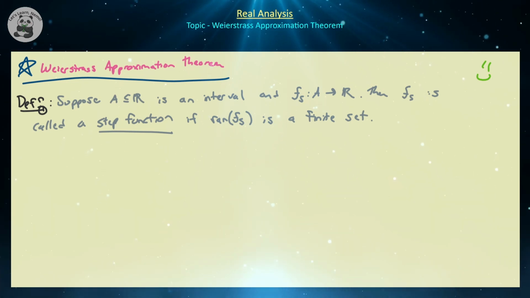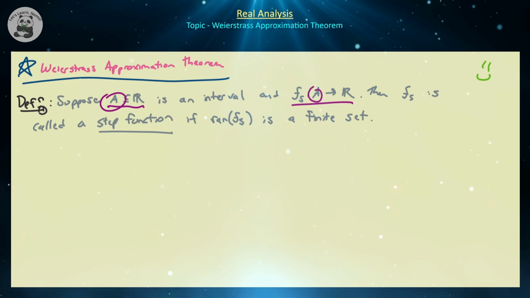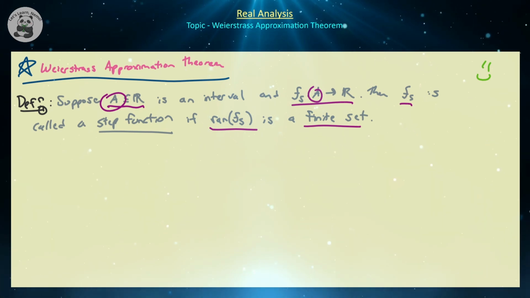We're going to be taking a real interval as the domain of our function. So for example, closed interval 0, 1, open interval 0, 1, any interval will do. Then we're going to say that f is a step function if the range of that function is a finite set. So what exactly is a finite set? Keep in mind, it's always going to be a discrete subset of the natural numbers that is bounded above.